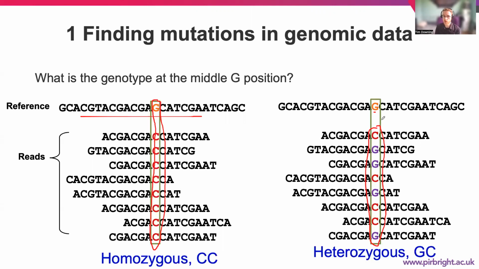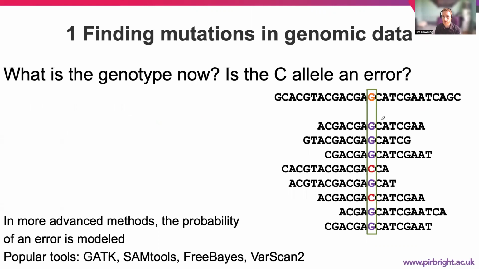We also have to navigate situations like this one here, where we have some ambiguity. See here, how many do we have? We've got 6 Gs and 2 Cs. So that's a bit less clear cut to assess precisely whether it's heterozygous if it's a eukaryote, or a low frequency variant if it's a virus or something like that. So this probability of error is modeled by models. If you look at GATK, SAMtools, FreeBayes, and VarScan2, you'll have elaborate models to try and estimate this error more effectively.